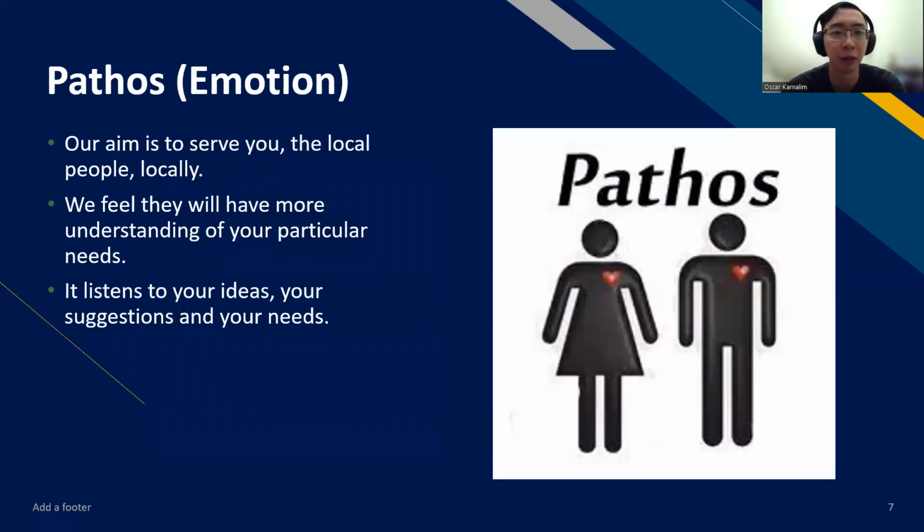The third one is pathos, or emotion. So we need to consider customers' emotion. For example, our aim is to serve you, the local people, locally. Local people will feel that they are considered and important in this matter. We feel they will have more understanding of your particular needs and listen to your ideas, your suggestions, and your needs. So basically, we want to engage more with the customers based on their feelings.